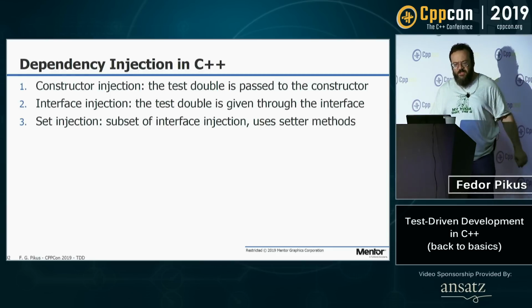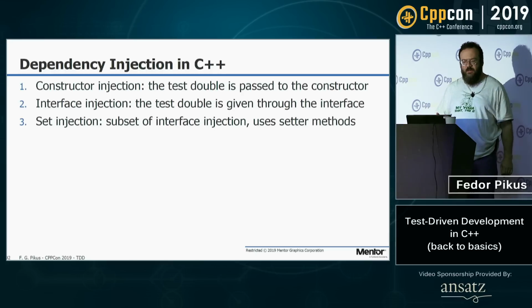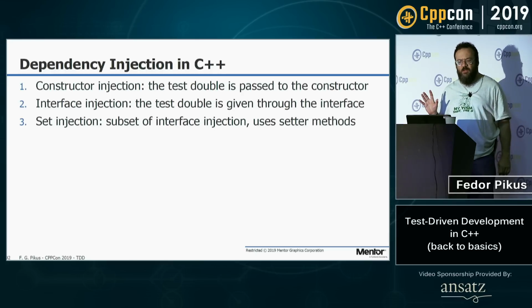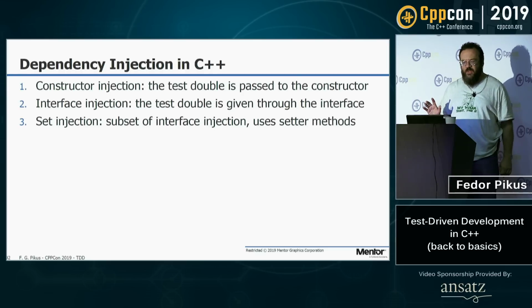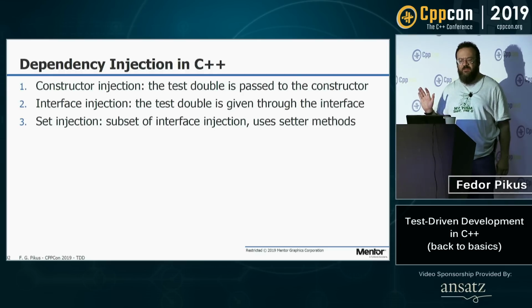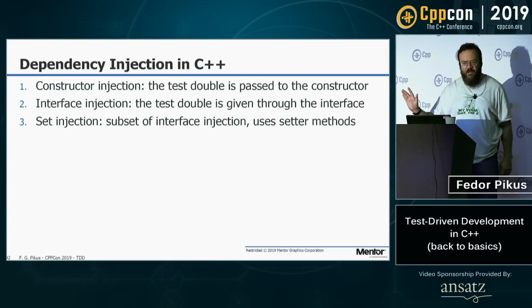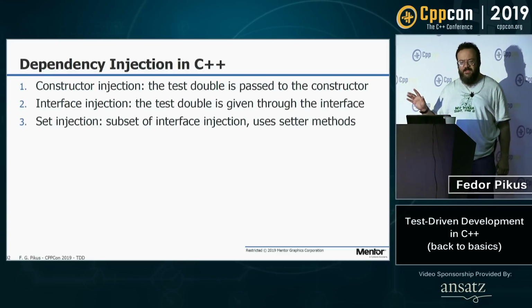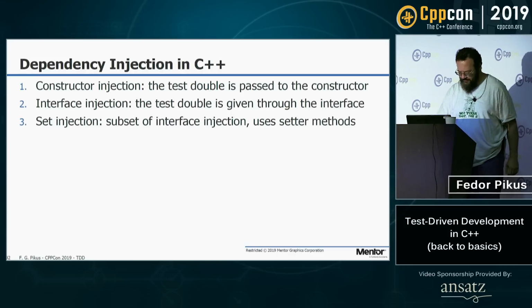3 ways to do dependency injection again. Constructor injection. The instance of the test double is passed to the constructor. Well, 2.5 ways, let's say. Interface injection. The instance is given through the interface other than the constructor. Particular case of interface injection called set injection. The instance is given through the interface other than the constructor, and you have setters and getters.